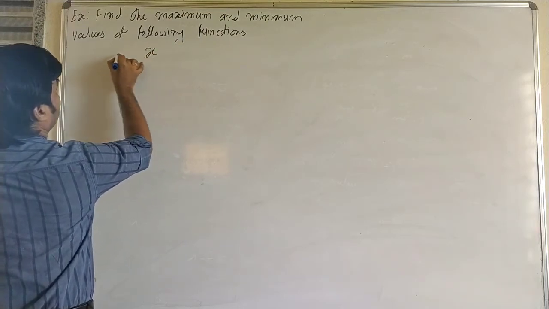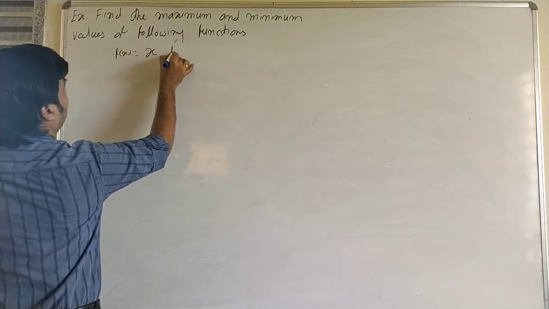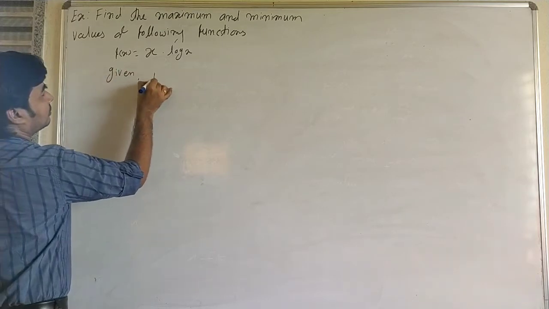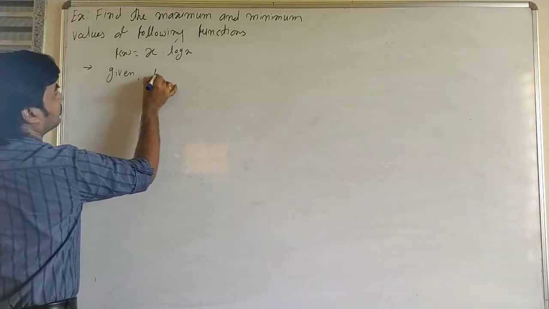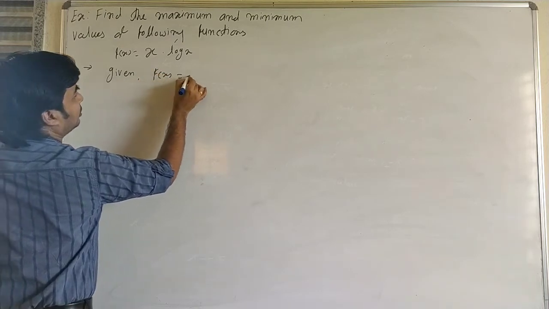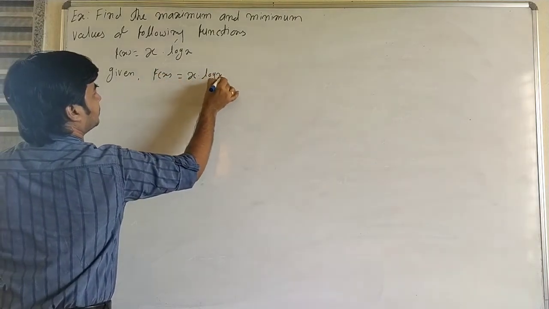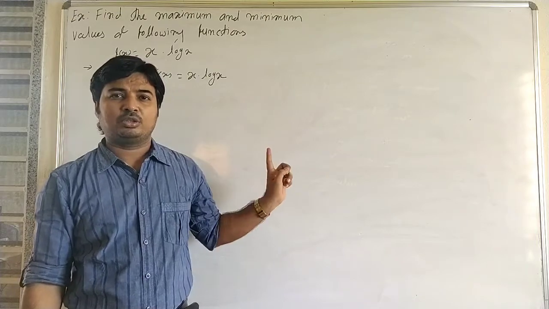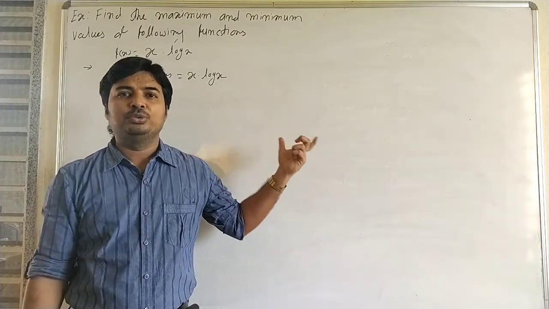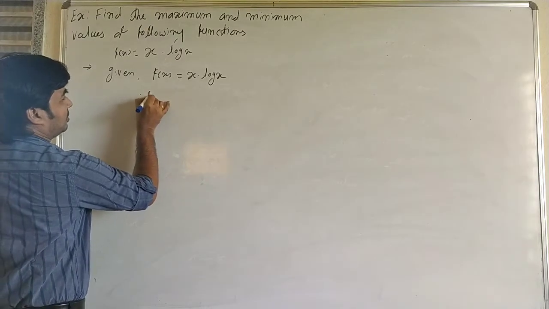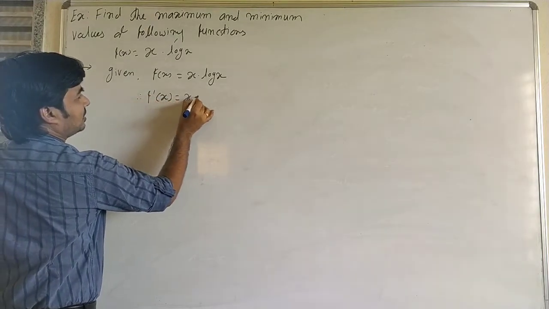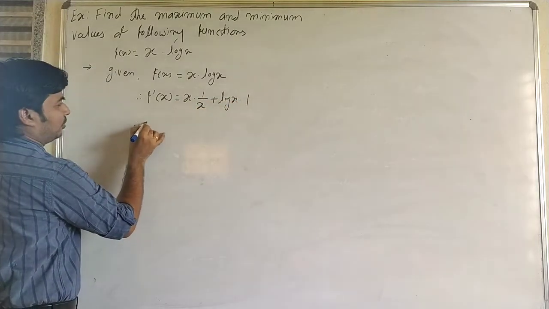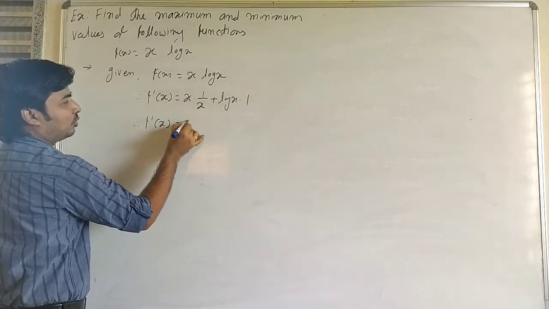f of x is equal to x into log x. Okay, here it is a given function, f of x is equal to x into log x, then f dash of x. Here f dash of x is using u into v, derivative of u into v. Therefore f dash of x is equal to first function as it is, derivative of second, plus second as it is, derivative of first. Therefore f dash of x is equal to 1 plus log x.